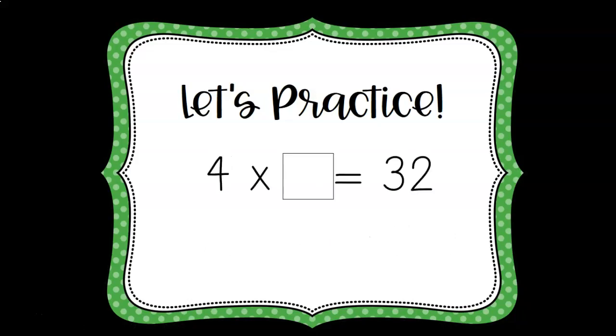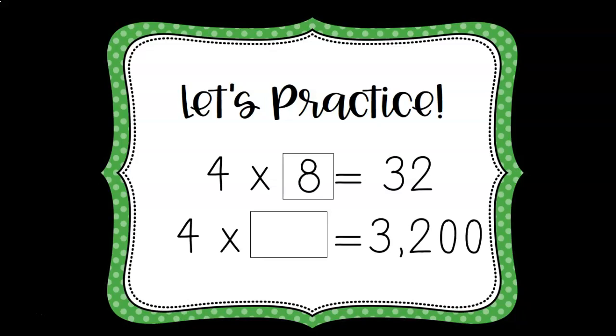Let's do another one. So 4 times blank equals 32. I know that 4 times 8 equals 32. So what is 4 times blank equals 3,200? I want you to look. There are 2 zeros back here. If you notice, I can see my basic fact, 4 times 8 equals 32, right here. But I have 2 zeros back here, so I have to have 2 zeros in my problem. So 4 times 800 equals 3,200.